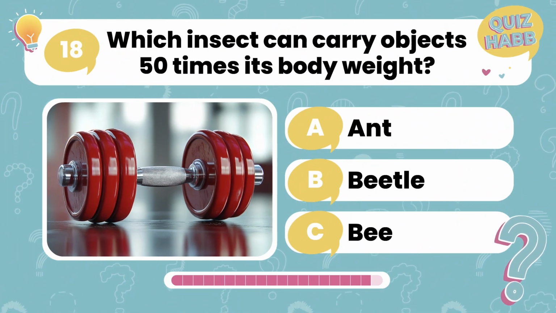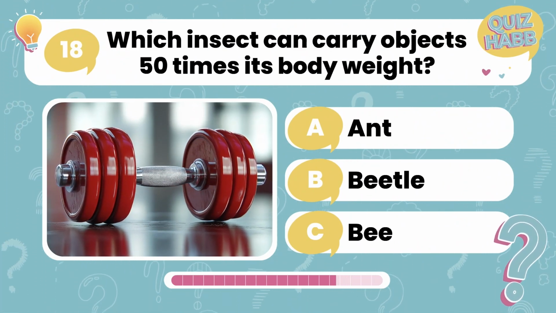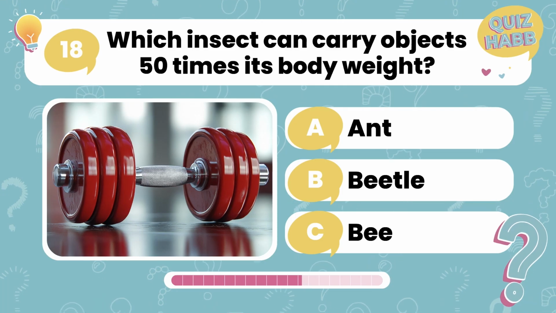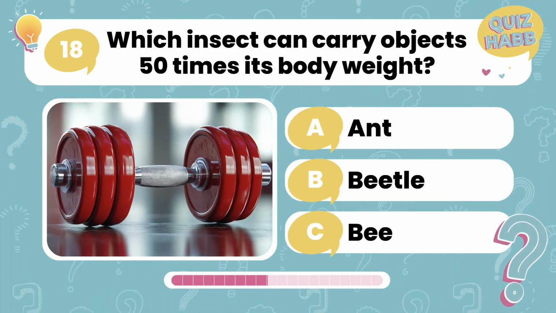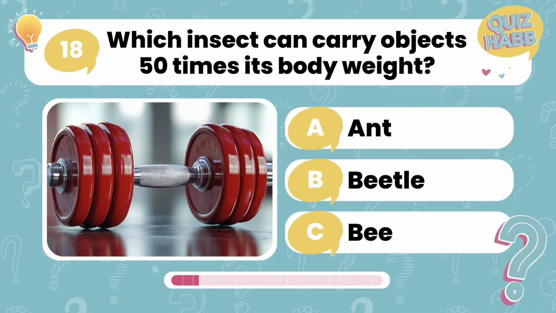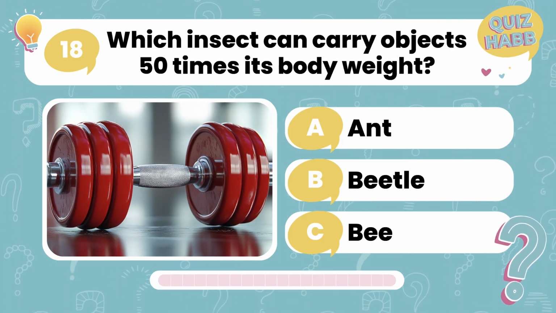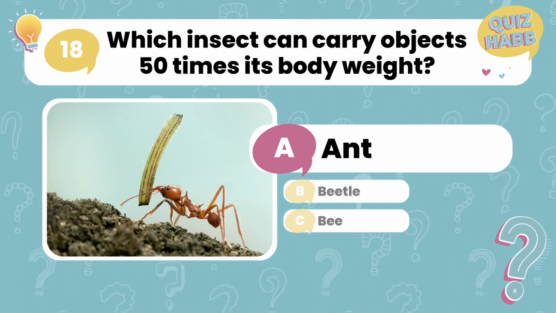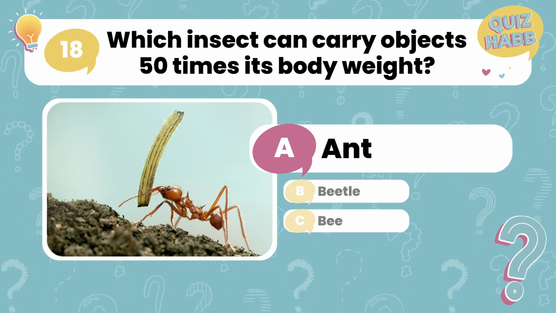Which insect can carry objects 50 times its body weight? A. Ant. B. Beetle. C. Bee. Correct answer, ant. Its muscles are incredibly efficient.